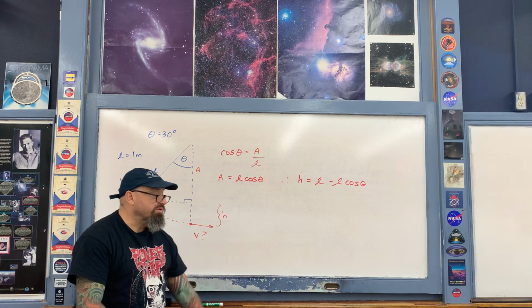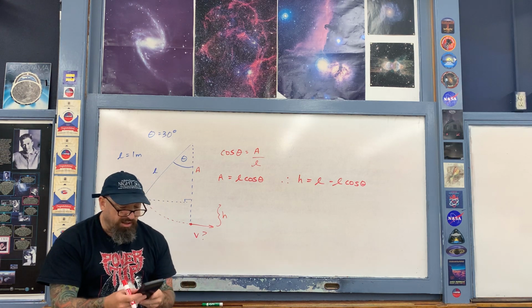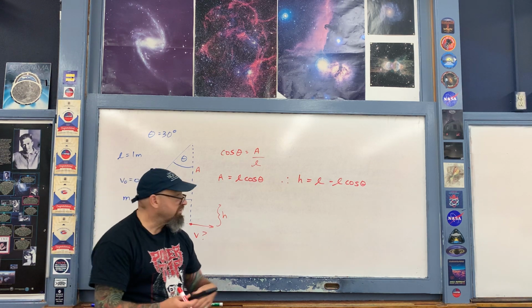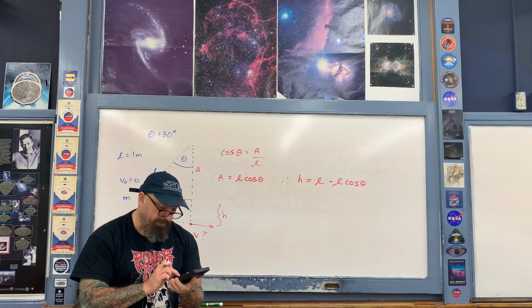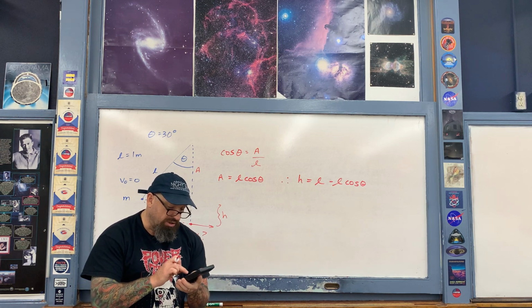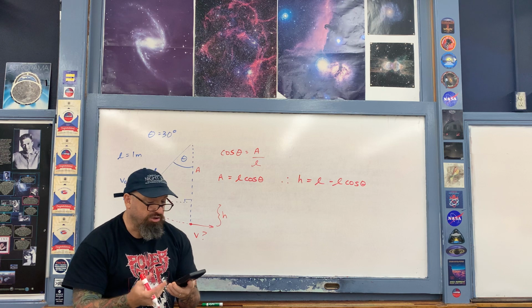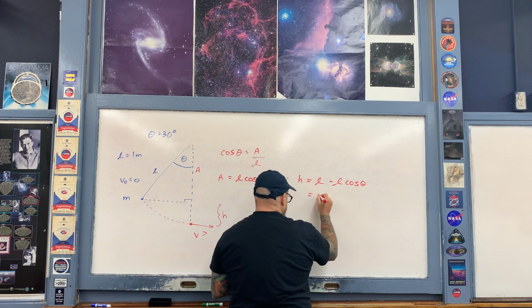Now we know what the length of string is and we know what the angle is. So on my calculator, in degree mode, let me find the height change h. So 1 minus 1 times cosine of 30 degrees, and the height change here is about 0.13 meters.